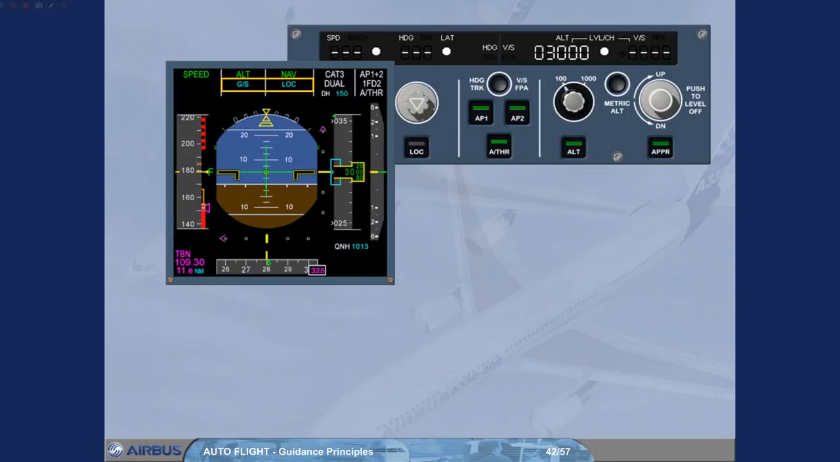Localizer and glide slope can be armed using the approach mode push button provided the ILS and radio altimeter are not faulty, the aircraft is above 400 feet, and ILS frequency and course are set identically on both receivers.